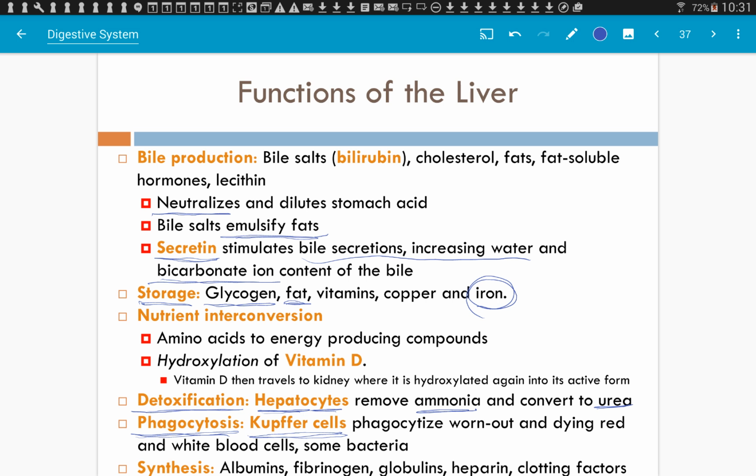And then the liver does make things. We've talked about albumin, globulins, and fibrinogen, the three major proteins we covered when we talked about blood that the liver produces. Heparin is another one that the liver produces, along with other clotting factors. Heparin helps prevent blood clotting, so people consider it a blood thinner, and clotting factors are essential in your body's ability to actually clot blood. So really important functions here.